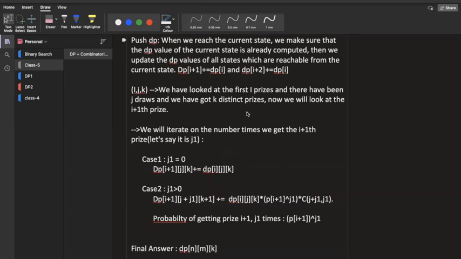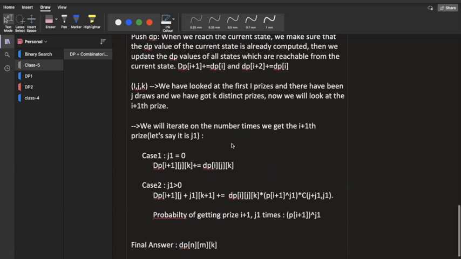I still can't properly understand the need for having I as the state. Well, I is in the state because we are looking at the ith price right now, and from the ith price, we will look at the I plus 1th price, and we will see how many prices of type I we are going to pick. This is similar to a simple DP on an array. We always keep the index as a state of our DP. It's not possible to not keep the index as a state.